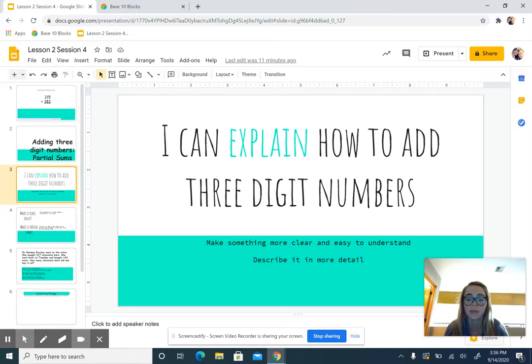And when I say explain, I mean that we're going to be making something more clear and easy to understand. We're going to be explaining it, which means describing it in more detail. So we're going to be explaining how to solve three-digit addition using a new strategy.